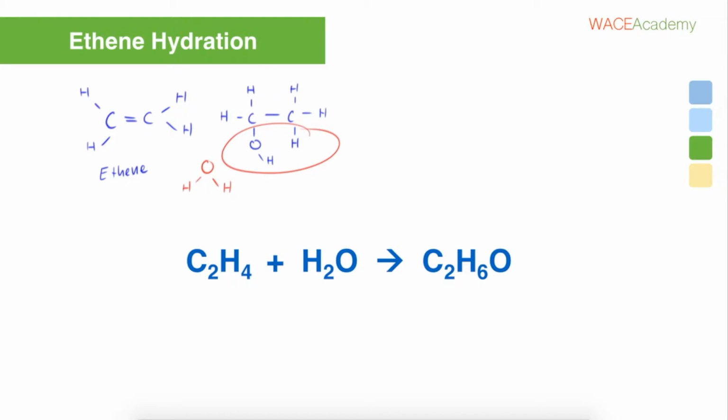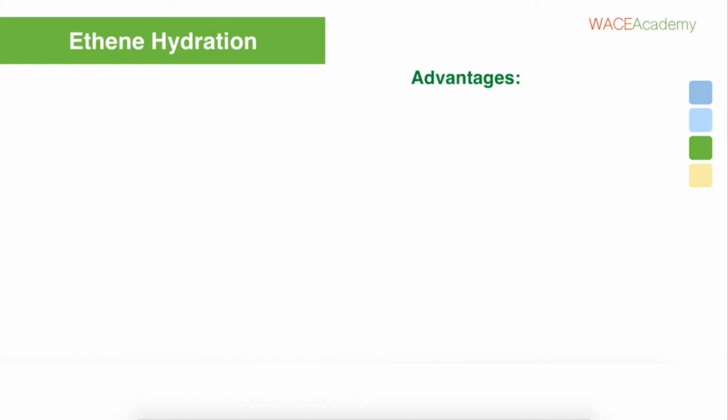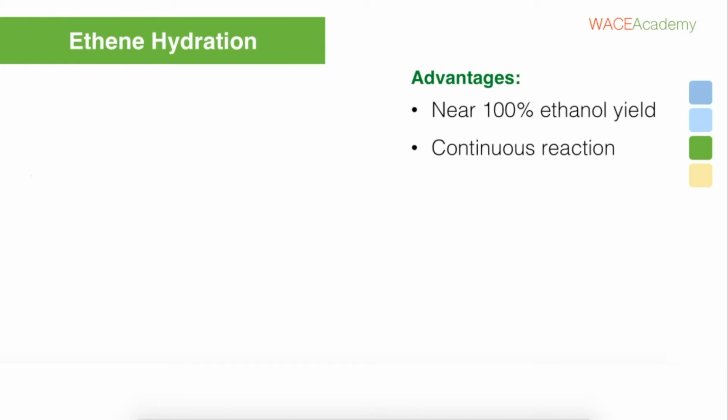Specifically, ethene, when reacted with a water molecule, produces ethanol, like so. When we compare the reaction conditions to fermentation's, we notice a massive difference. This reaction must be carried out at around 300 degrees Celsius and under 60 to 70 atmospheres of pressure. And instead of using an organic catalyst like fermentation does, this reaction uses phosphoric acid as a catalyst, coated on top of silica. The advantages of using this reaction over fermentation is that it produces a much higher percentage yield, almost 100%, therefore producing a much purer final ethanol. The reaction can also be carried out continuously.